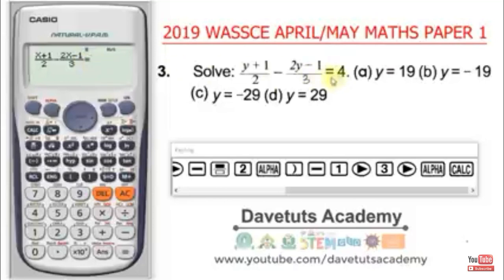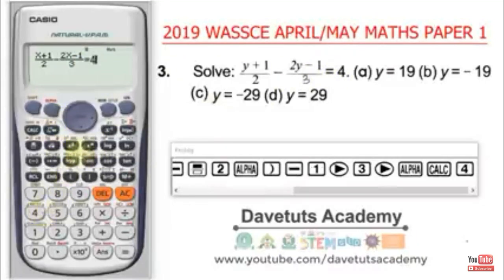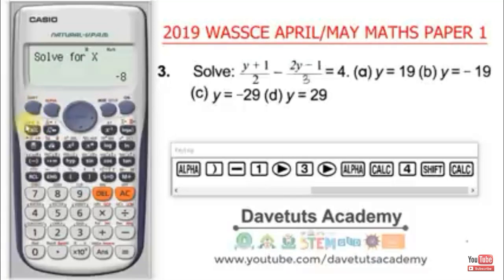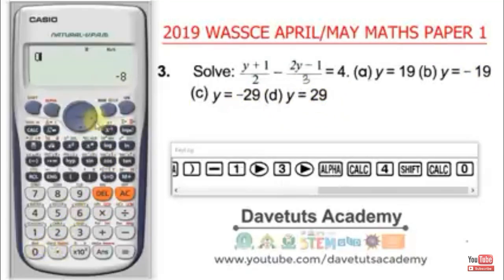I want to say it is equal to 4, so I press 4, and I need to check, do I get everything correctly? If that's the case, I can now solve for x, and to solve for x, I press shift calc, which means I'm trying to evaluate the solution, solving for x. The initial value, I don't want it to be minus 8, I want it to be 0, because here I'm having negative 29, positive 29 as the minimum and the maximum values. I want to start from 0, so it can go to either the positive or the negative side.